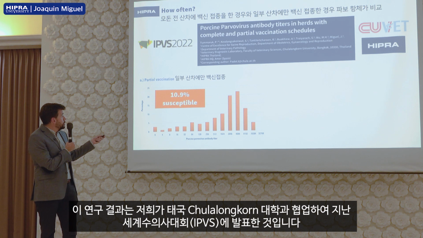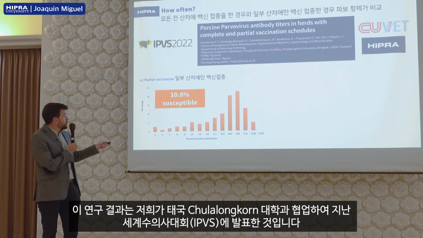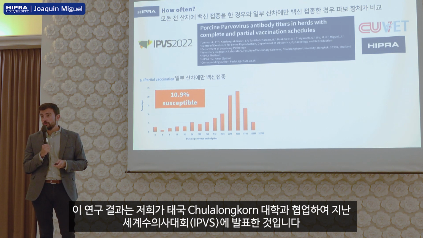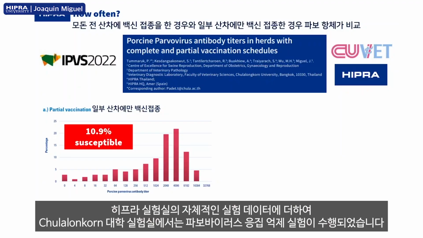In this study we published in the last APBS, in collaboration with the University of Chulalongkorn in Thailand, we published the data from our own lab, from Hipra lab, and also from Chulalongkorn University, in terms of inhibition of hemagglutination for parvovirus.